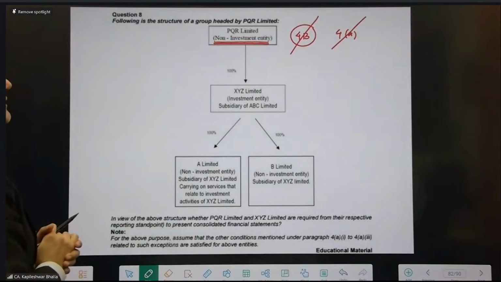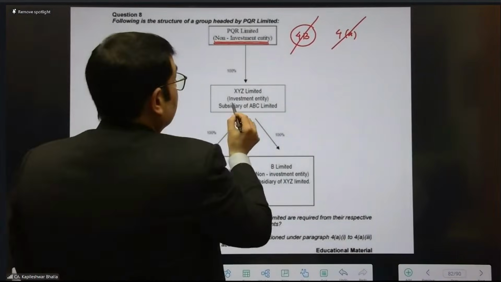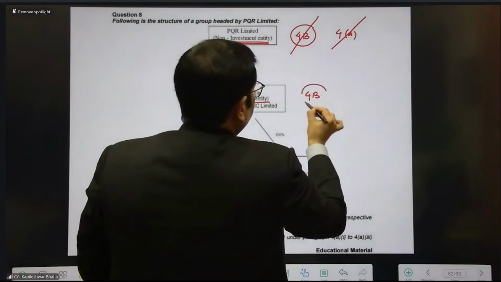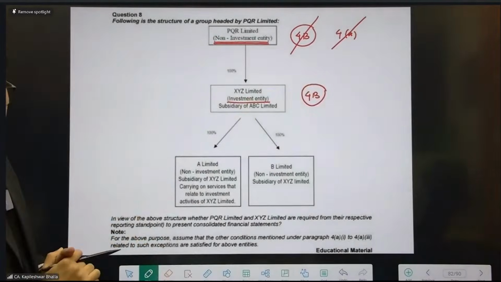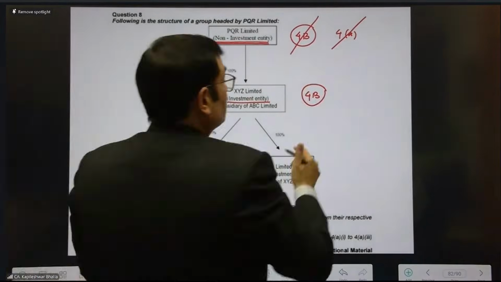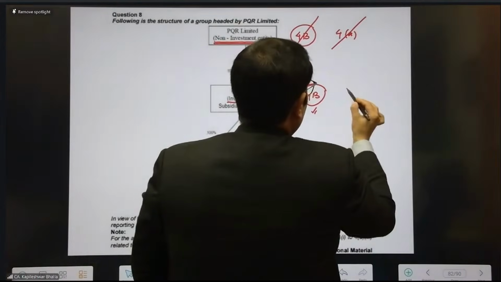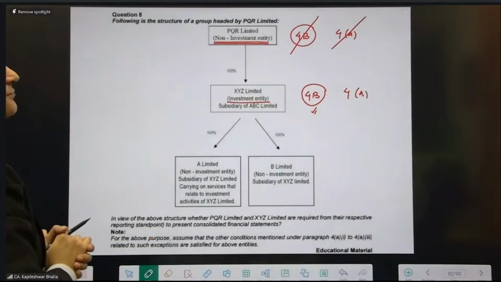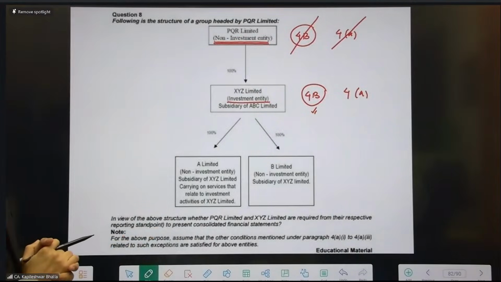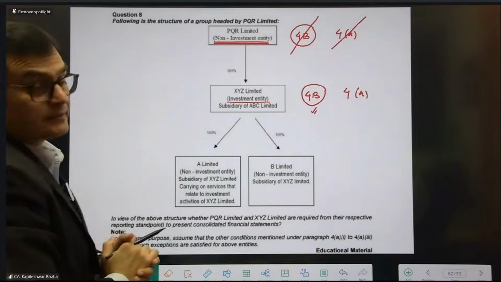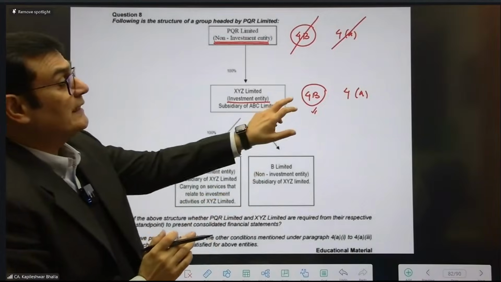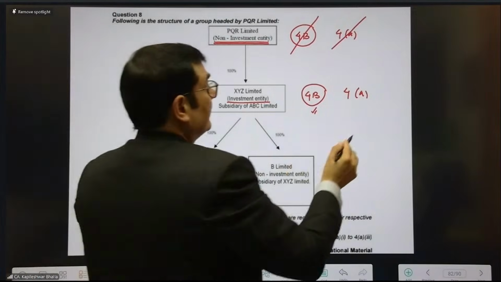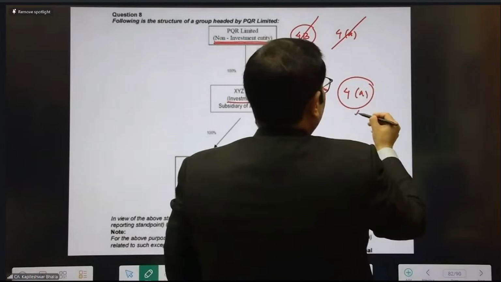Okay, now let's come to XYZ. It is an investment entity. Can it get the benefits of para 4B? Yes. So since it is an investment entity, I can apply my three-step model. Can it also get the benefits of 4A as well? Yes, sir. Yes, it can. It can get the benefits of 4A as well.